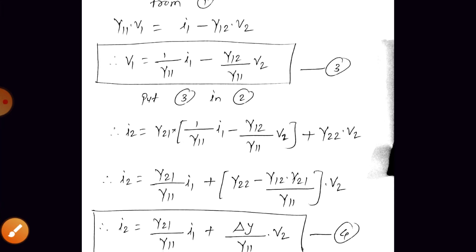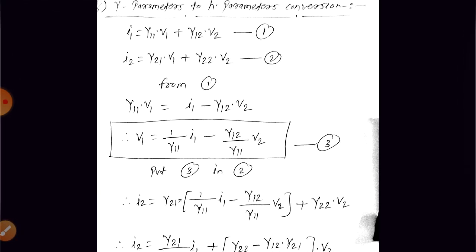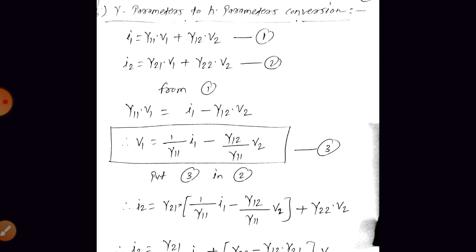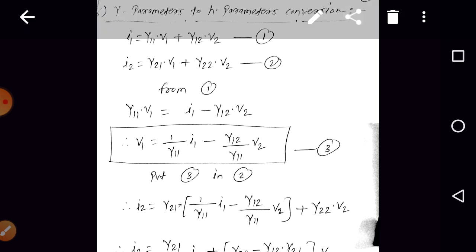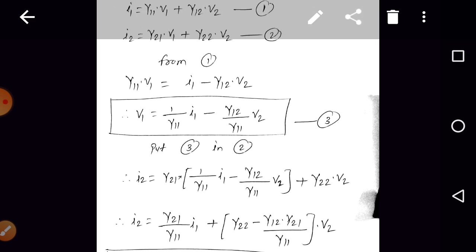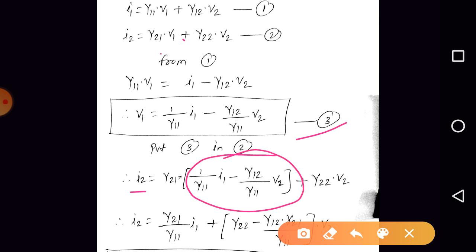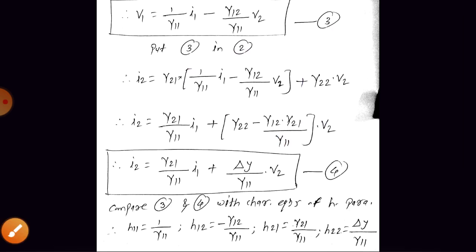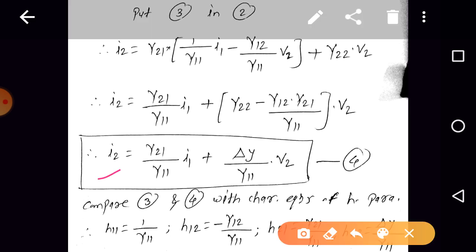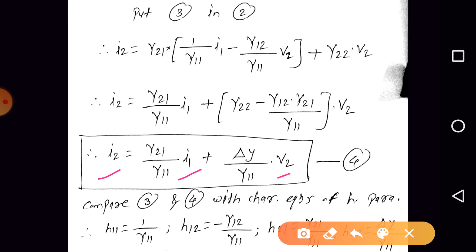Next, can we put equation 3 in equation 2, right? Why am I not putting it in equation 1? Because already from equation 1 we have derived this term. So we need to put equation 3 in equation 2. So if we put equation 3 in equation 2, we can write i2 is equal to y21 into v1. Instead of v1 put equation 3 here, plus y12 into v2, and after rearranging the terms we can get the expression for i2 in terms of i1 and v2, right? So h21 is and h22 is delta y upon y11, right?